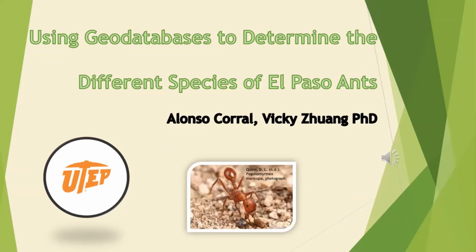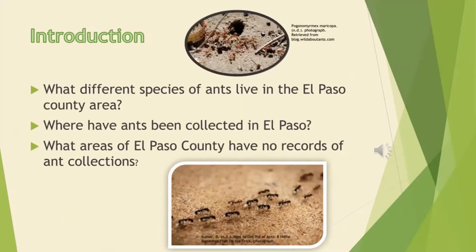So with the help of Dr. Zhuang, I developed this study on using geodatabases to determine the different species of El Paso ants. Because living in El Paso, I've come across many ants before, but ever since I've been cataloging many different species of ants, I began to realize that maybe there's more than one species of ants here in El Paso. Not only that, but to create questions like where these ants have been collected, or where have they not, because El Paso County is so big and there's only so much a scientist can do.